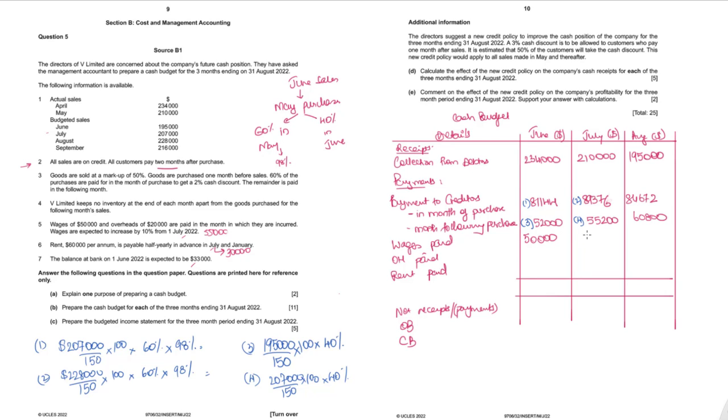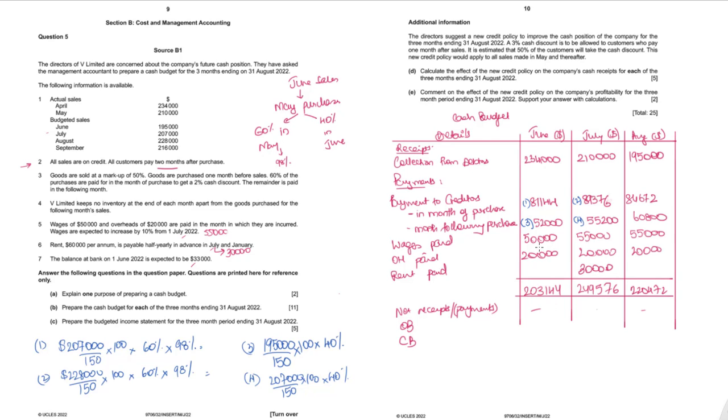Wages paid 50,000 in June, but from July and August it turns out to be 55,000. Overheads is 20,000 each month. And rent paid 30,000. So when you take the total of the payments for June, it is 203,144, for July 249,576, and for August 220,472.